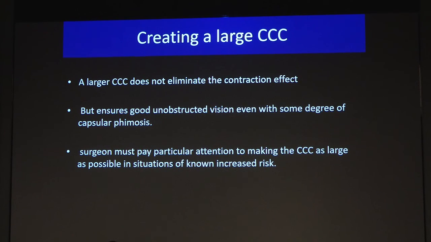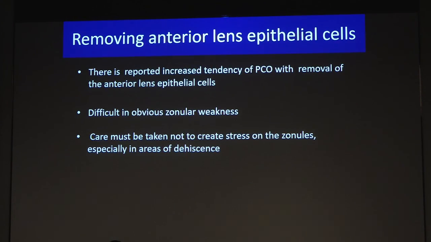Does creating a large capsular excess prevent capsular contracture? Obviously, it is a good sign if you do a good capsulorhexis, but it doesn't prevent minimal capsular contraction in spite of a good, optimal, large opening. The only advantage is that it gives a large unobstructed visual area if you've got a good rhexis. So don't leave the patient with a small rhexis. Try to do an ideal rhexis.